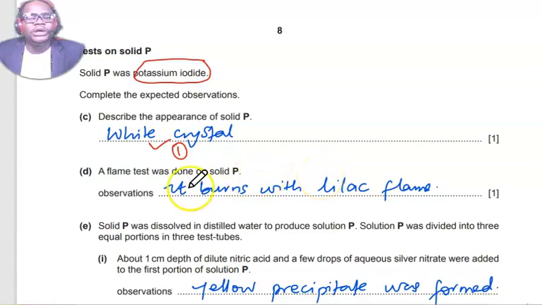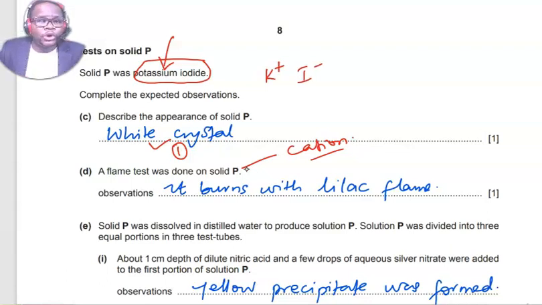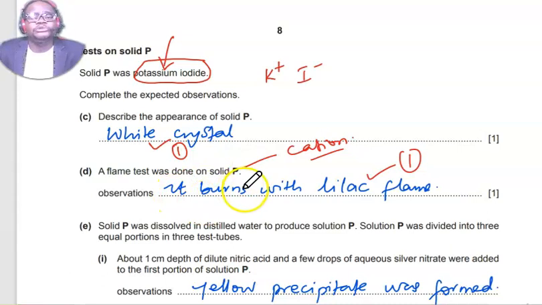Then of course a flame test was done on P. What do we use flame test to test? We use flame test to test for the cation present. Now the cation present here is your potassium, because this is potassium iodide. So when you burn potassium in the flame, what color do you get? You get a lilac color. Lilac. So that tells us it's potassium.